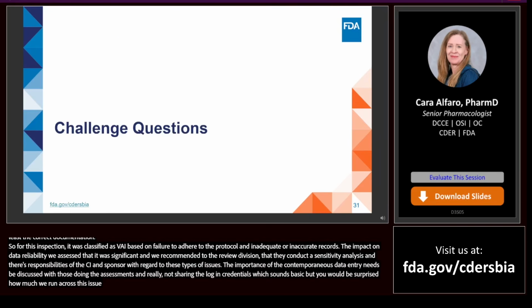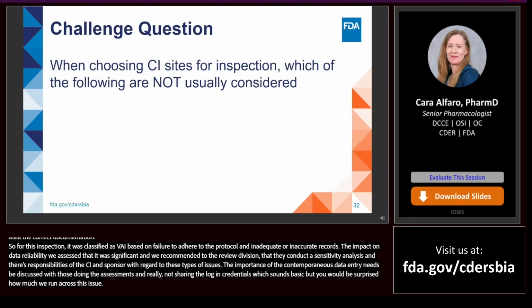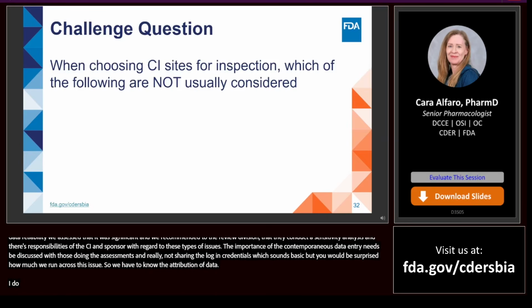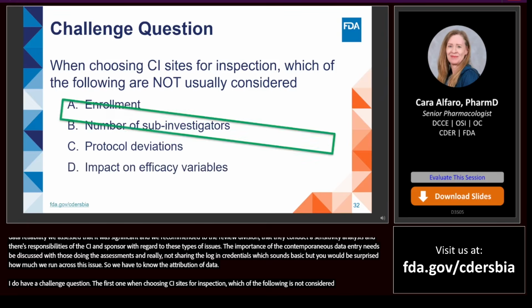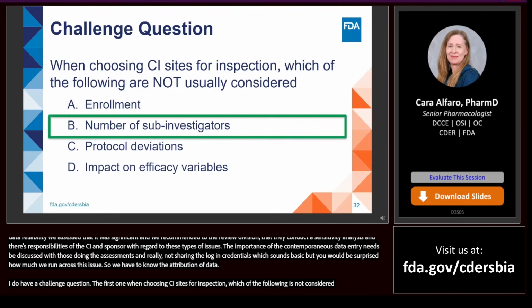So I do have a few challenge questions. The first one: when choosing CI sites for inspection, which of the following are not usually considered? A, enrollment. B, number of sub-investigators. C, protocol deviations. Or D, impact on efficacy variables. And the answer is number of sub-investigators.